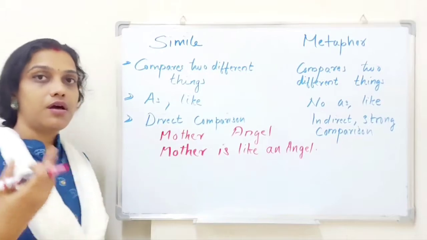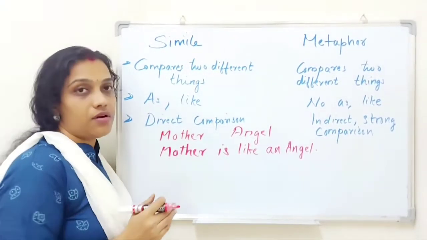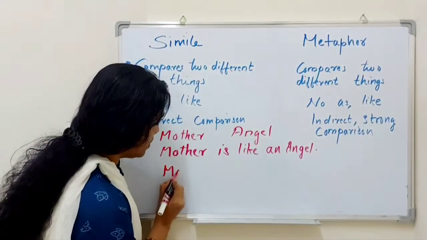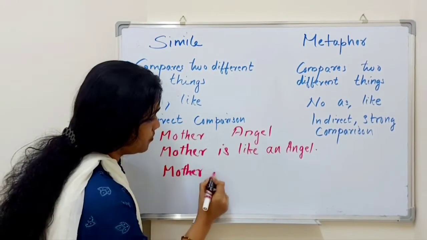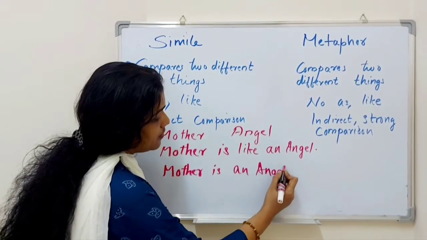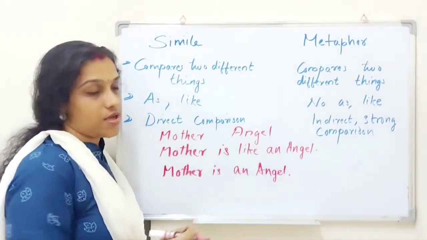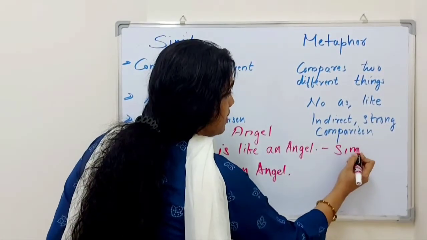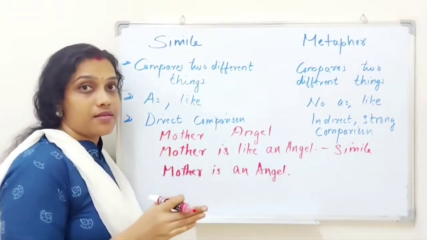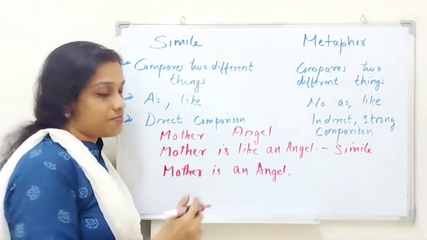Now what about metaphor? How we will write a metaphor? For metaphor, there is no need of any connecting word. We are telling one thing is the other. So here we can write mother is an angel in metaphor. So the first one, mother is like an angel. Here it is a simile, and mother is an angel. Without any comparison word or connecting word, we are comparing mother to an angel. That is known as metaphor.